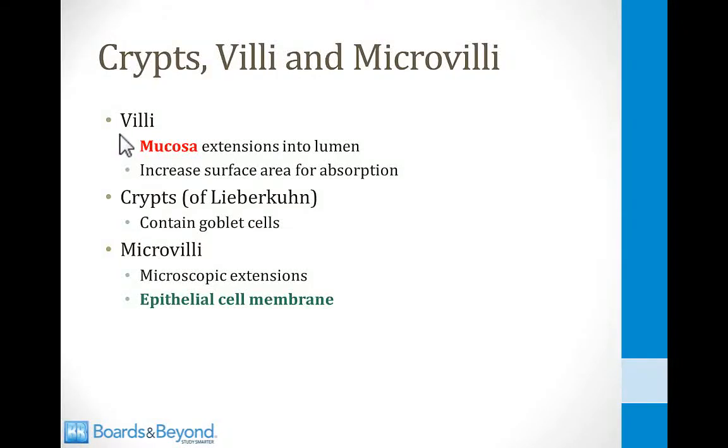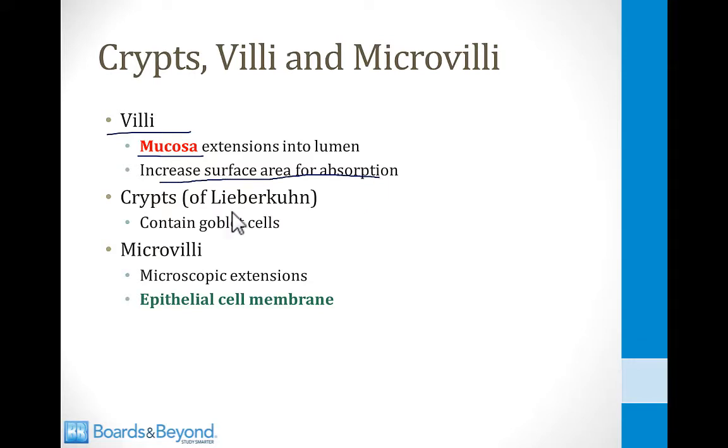Let's talk about some of the features of the small intestine mucosa in a little bit more detail. The first feature is the villi. Those are those finger-like projections of the mucosa that extend into the lumen. And I bolded the word mucosa because they like to ask you on your boards which layer is present in the villi, and the answer is mucosa. And these are present to increase the surface area for absorption.